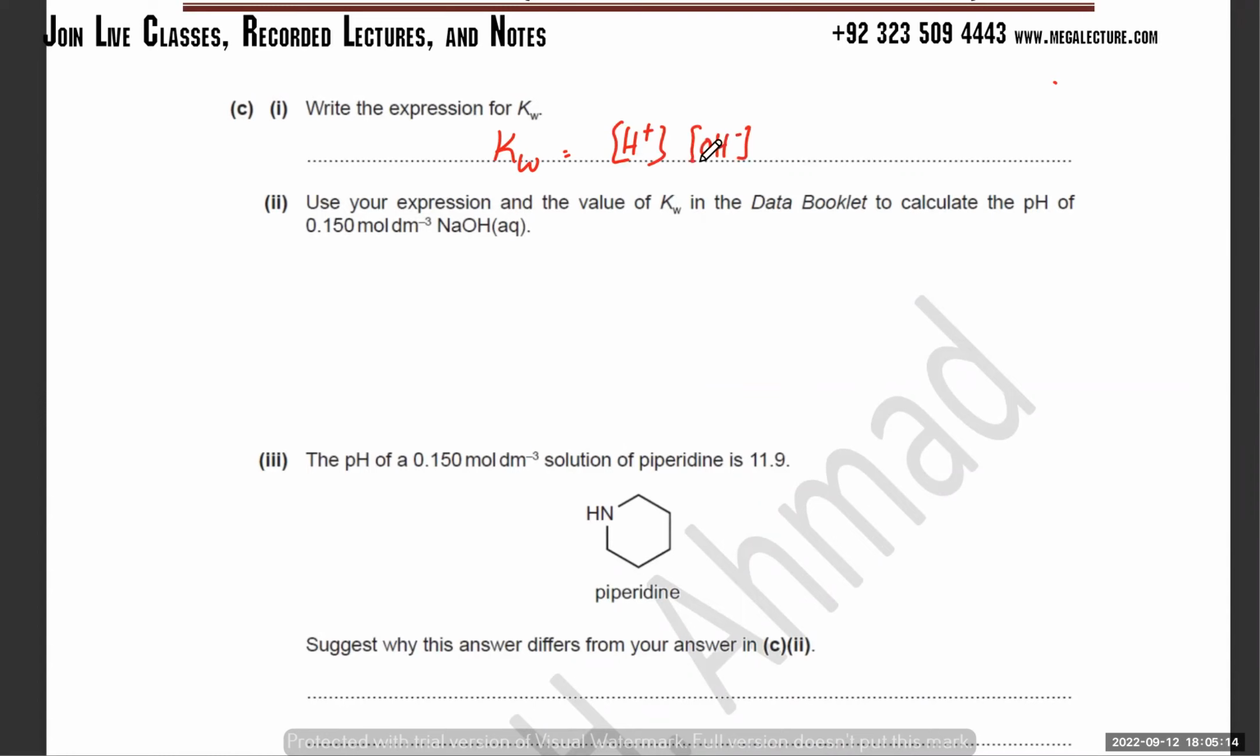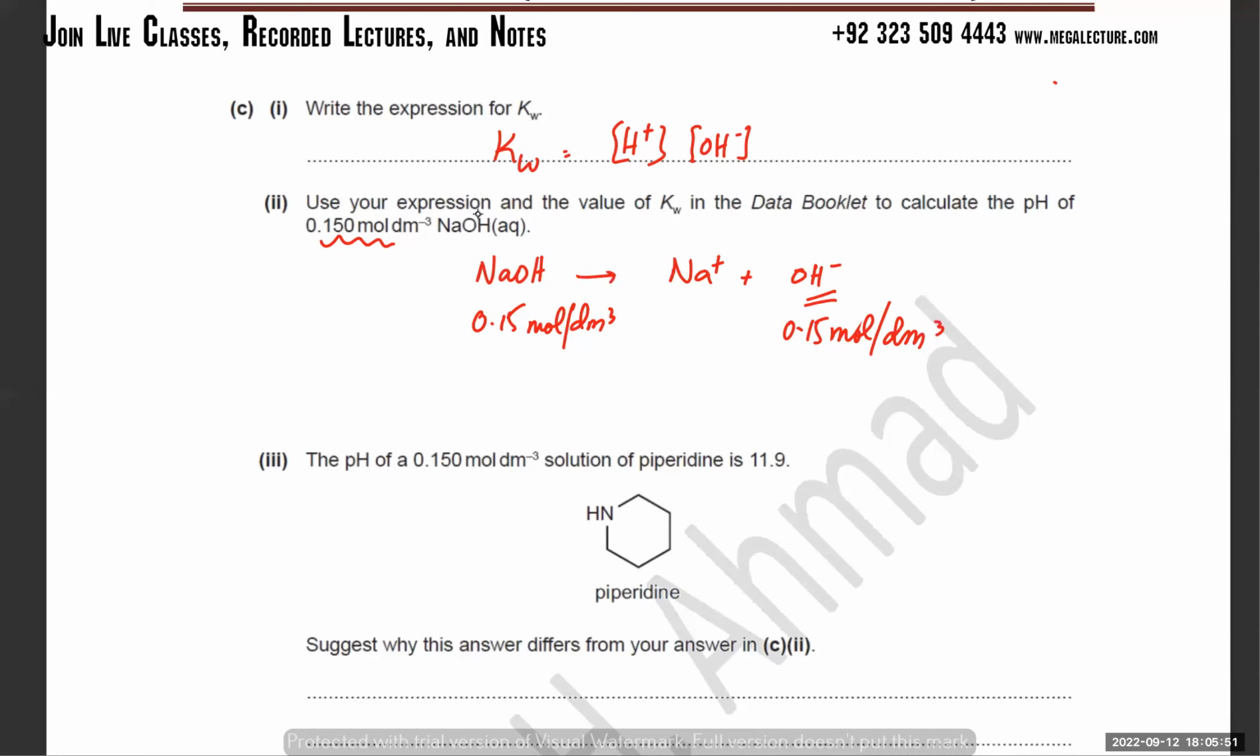And use your expression for Kw in the data booklet to calculate the pH of 0.15 mol per dm cube NaOH. So in the case of NaOH, it's a strong base, so it's going to produce Na+ and OH- ions. So if NaOH is 0.15 mol per dm cube, then OH- ions are also going to be 0.15 mol per dm cube. Remember, strong acids and strong bases are easy because they fully ionize.